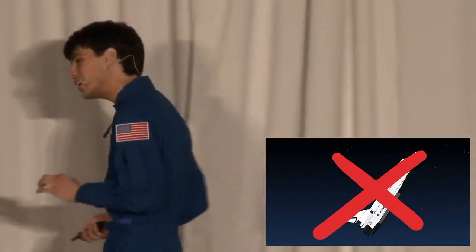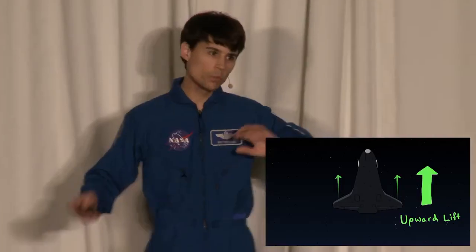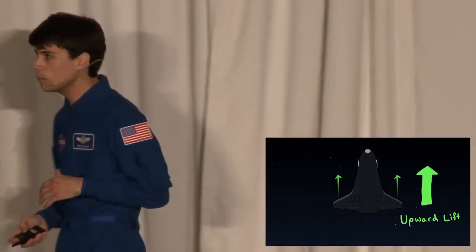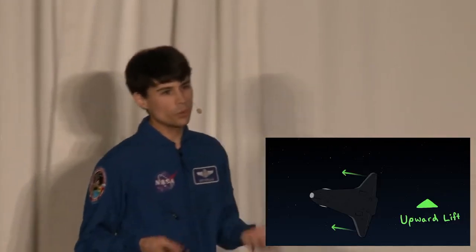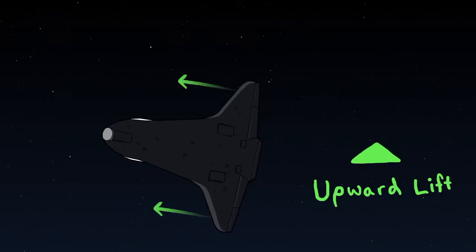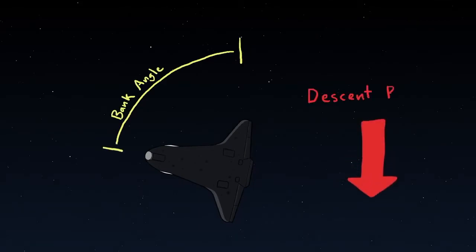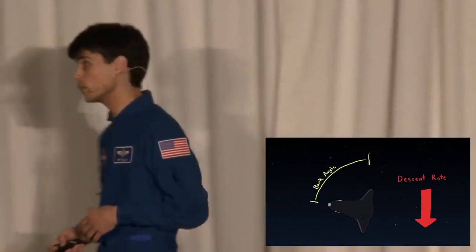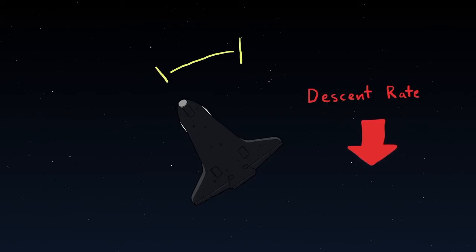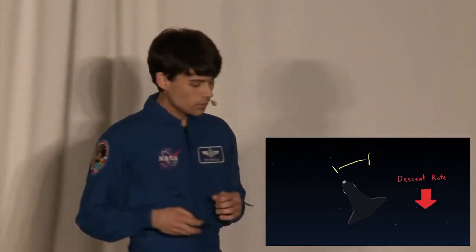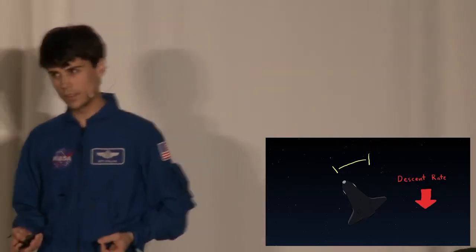However, we can change which way it points. It doesn't have to point up. If we roll to the right or left, we can point our lift sideways instead of up. Well, this will effectively let us control how fast we're descending. With a steeper bank angle, we're going to generate less upward lift, so we're going to descend faster. Conversely, with a shallow bank angle, we're going to generate more upward lift, so we're not going to fall as fast. But that brings up an interesting question of how fast do we want to descend?